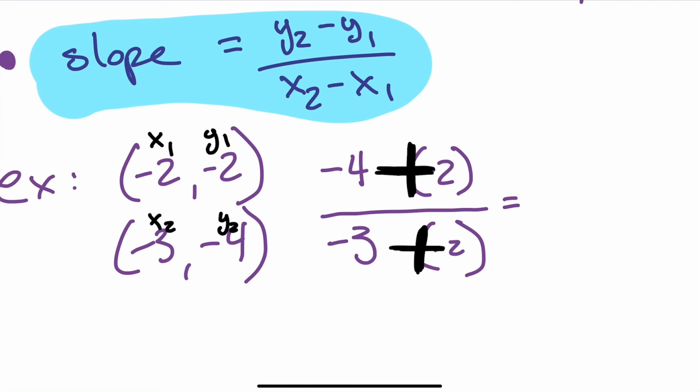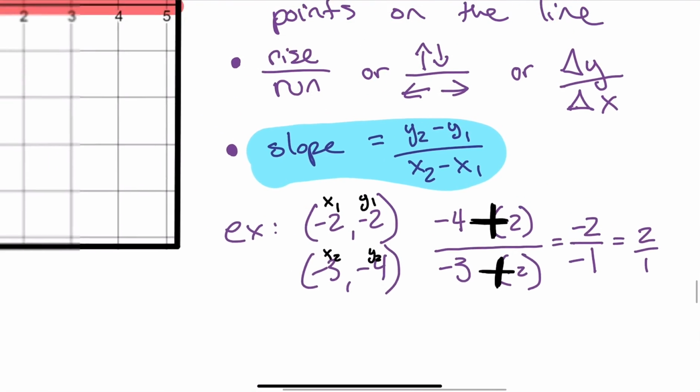All right, cool. So now from here, I am just going to solve straight across. I'm going to do the top first and then the bottom. So the top, we have negative 4 plus 2. Negative 4 plus 2 is going to be negative 2. And then on the bottom, we have negative 3 plus 2. That's going to be negative 1. I also see one more thing here. I have a negative on top and a negative on the bottom. A negative and a negative will give you a positive. So I have 2 over 1 being positive. So we got a positive slope here.